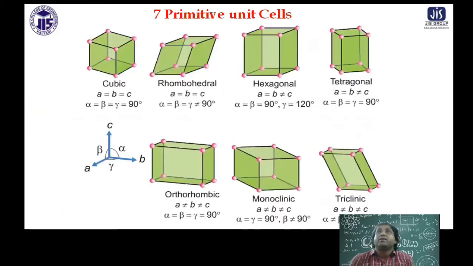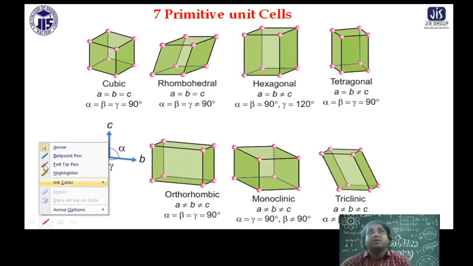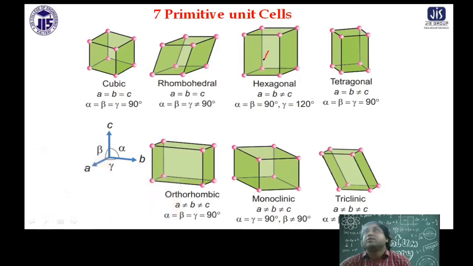So these are the 7 primitive unit cells: cubic, rhombohedral, tetragonal, orthorhombic, monoclinic, triclinic. The hexagonal shown here is wrong. It is not the hexagonal structure as I mentioned. Yesterday I showed you.